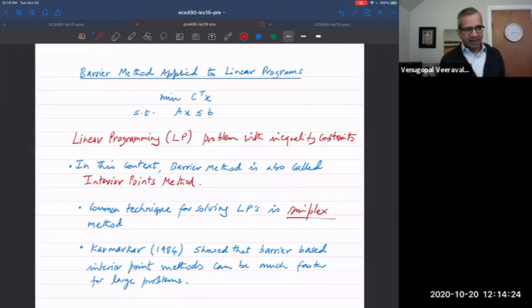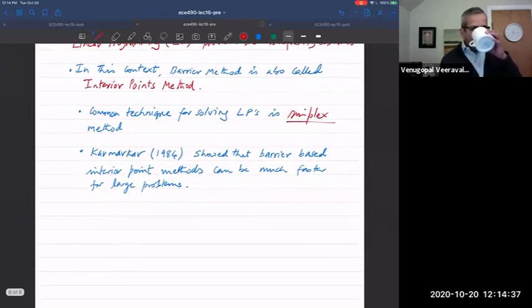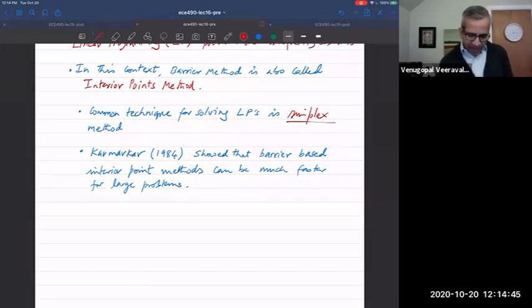Okay, and so that was the very popular method until the mid 1980s, when a guy called Karmarkar, an Indian mathematician, showed that barrier-based interior point methods can be much faster, especially for large problems.